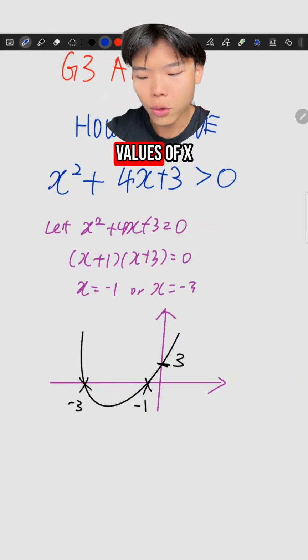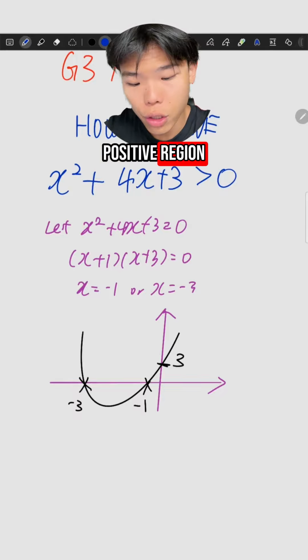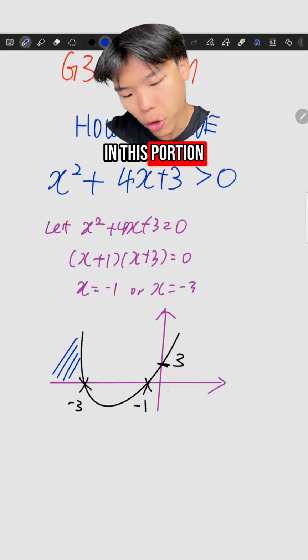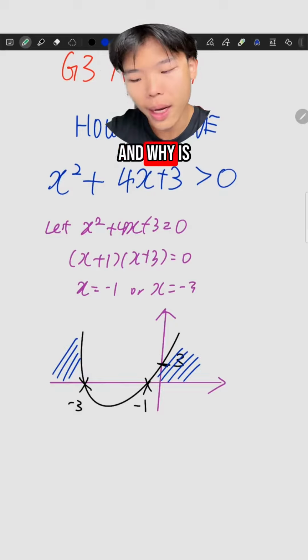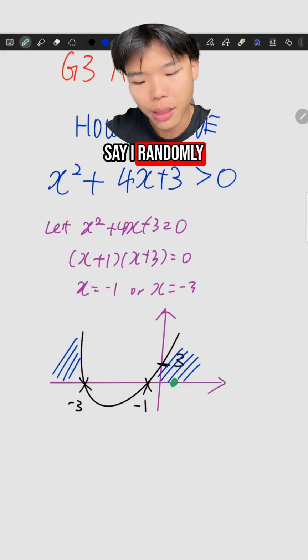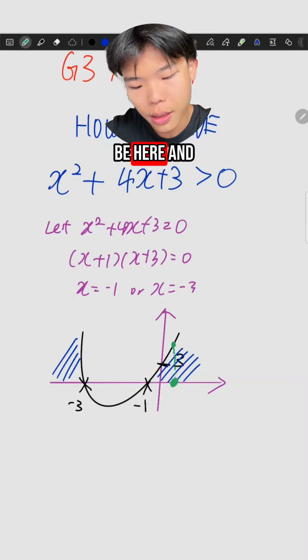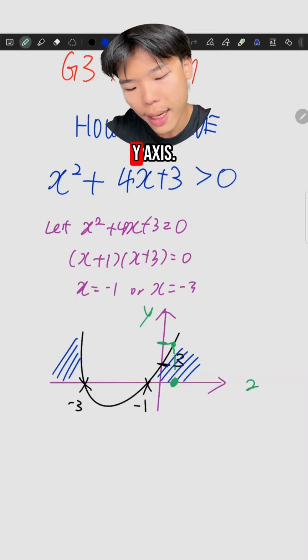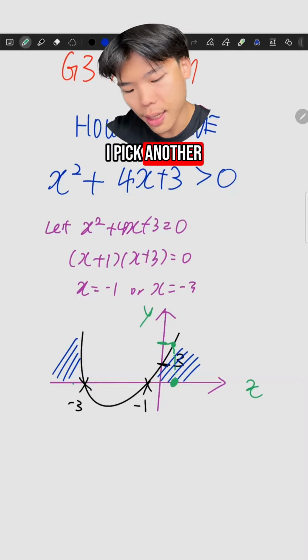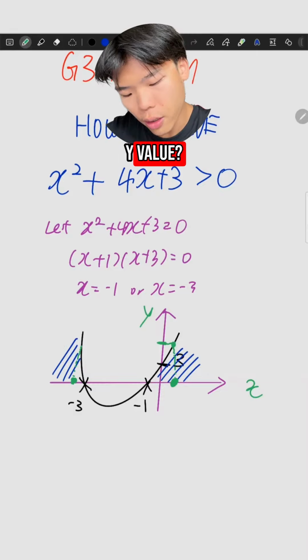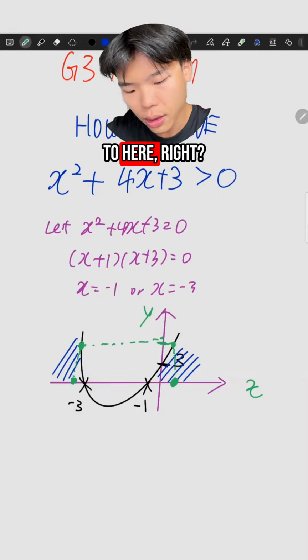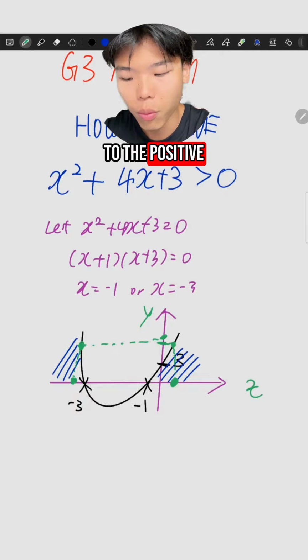Now, which values of x will actually give me a positive region of the graph? It's actually in this portion and in this portion over here. And why is that the case? Because let's say I randomly take an x value over here, right? What is the corresponding y value? The corresponding y value will be here and corresponds to the positive y-axis, right? And then let's say I pick another x value over here. What's the corresponding y value? It's here and it corresponds to here, right? It also corresponds to the positive y-axis.